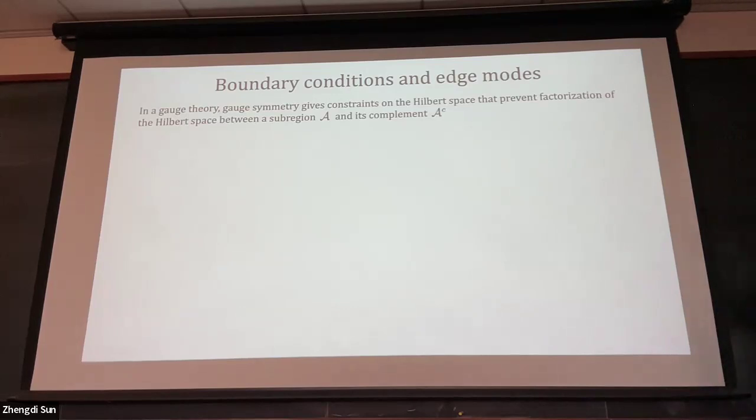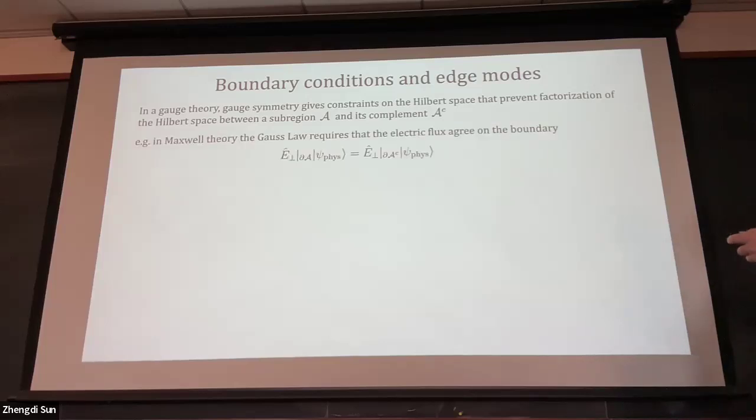So if you have a gauge symmetry, then the Hilbert space isn't factorized because there are constraints. So in Maxwell theory, the Gauss law relates the perpendicular component of the electric field on one side of the entangling surface to the perpendicular component of the electric field on the other side in this way. So this is some constraint on the Hilbert space. Psi physical is a physical state on the global Hilbert space, and written in terms of the states in A and the states in A complement, it has to satisfy this requirement.